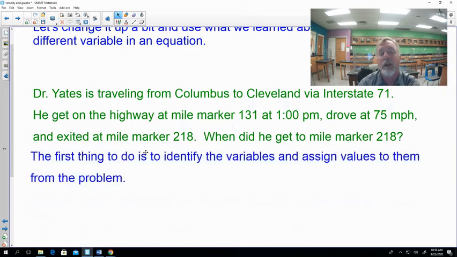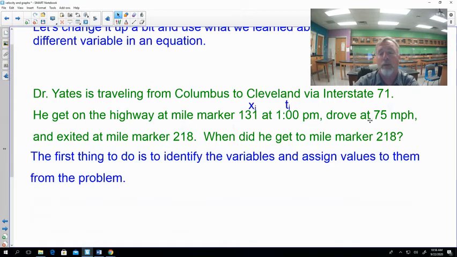Again, the first thing I want you to do is identify your variables and assign values to them from your problem. So let's look at our problem. Let's identify our variables and our values. Got on the highway at marker X, at mile marker 131. There's your X initial. And it was 1 p.m. So there's your time initial, just like it was in the first version of our problem.